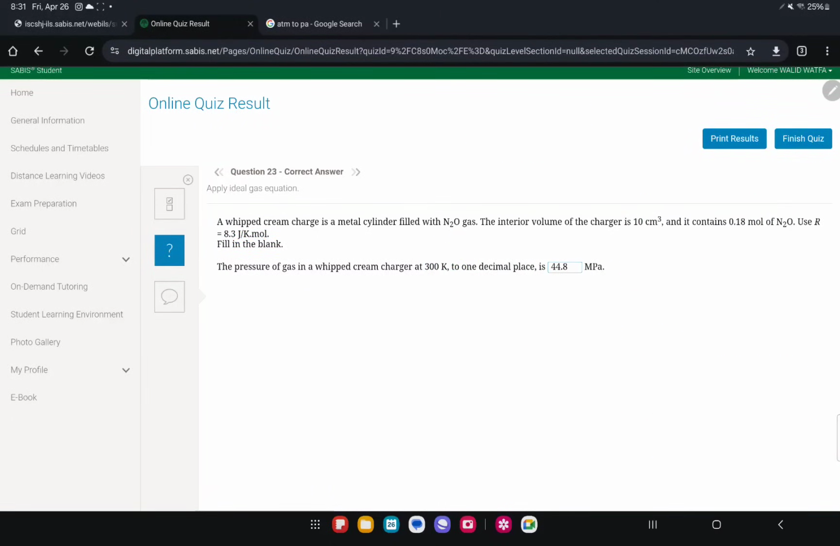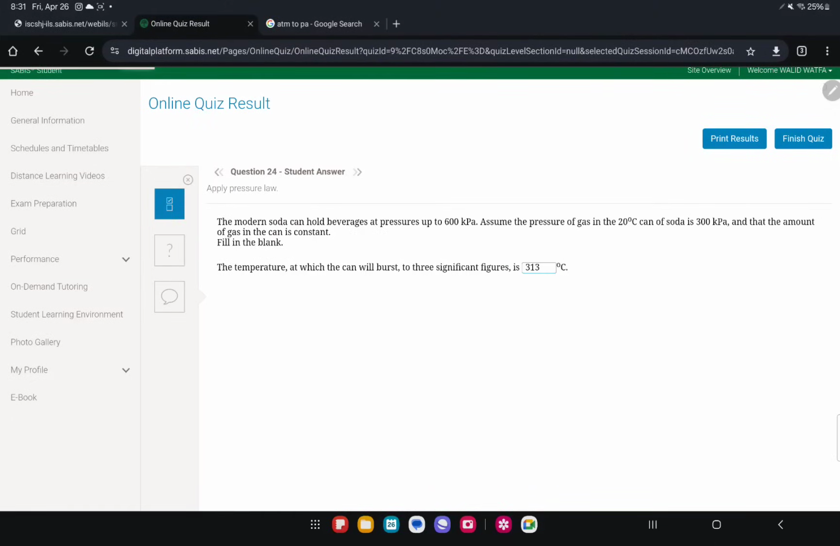Question 24. The modern soda can holds beverages up to 600 kPa. So the maximum pressure is 600 kPa. Assume the pressure of the gas when it's at 20 degrees Celsius in the can is 300 kPa, and that the amount of the gas in the can is constant. So they're saying the volume of the gas is constant.